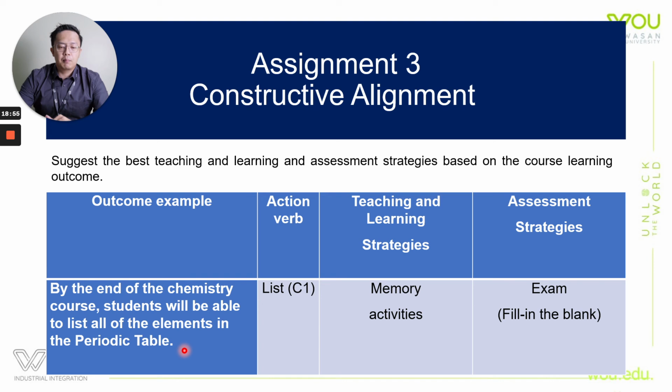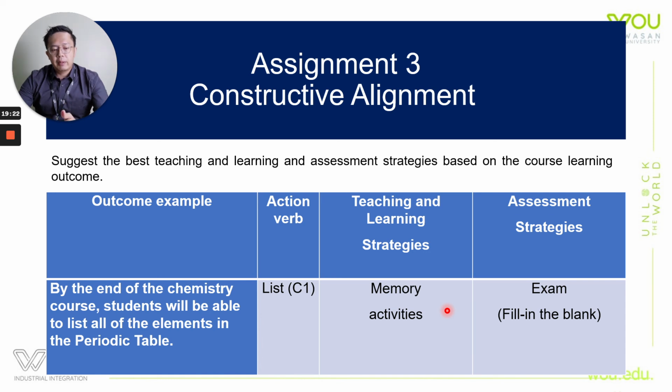So what's the action word over here? The action word is list. List is C1, remembering. So what teaching and learning strategy can you use? You can use memory activities. You can ask the students to memorize it, and then in class ask them to fill up the periodic table. You can play some memory game with them, so that they can memorize the elements in the periodic table.